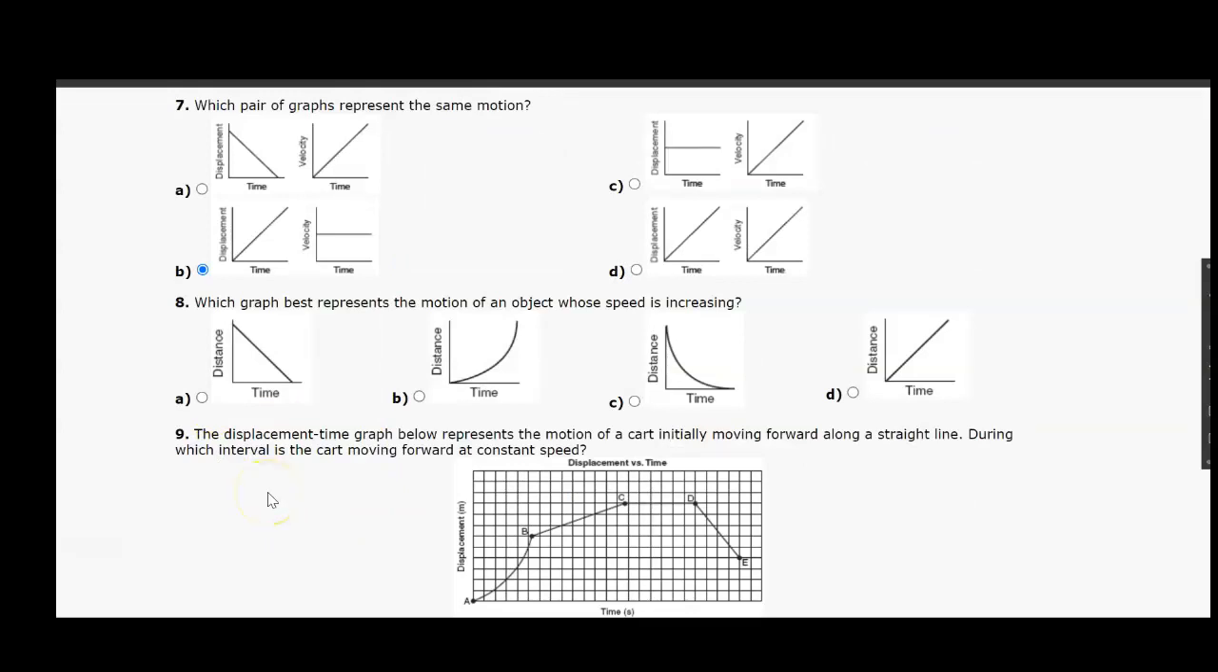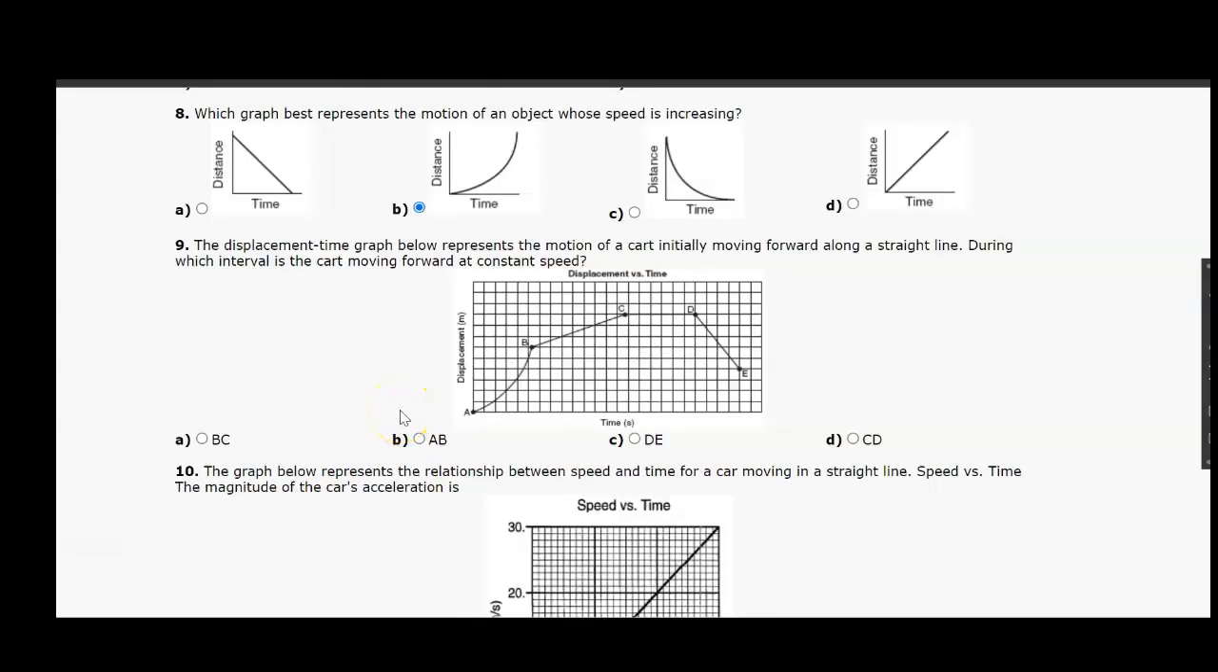Which one is the speed increasing the whole time? D as in dog? No. What is D? That's constant because the slope is constant. So what actually is the answer? B as in boy. See how the slope is the speed, and it starts out flat and gets bigger. That's a nice smooth increase. Okay, which one shows moving forward? This is so easy.